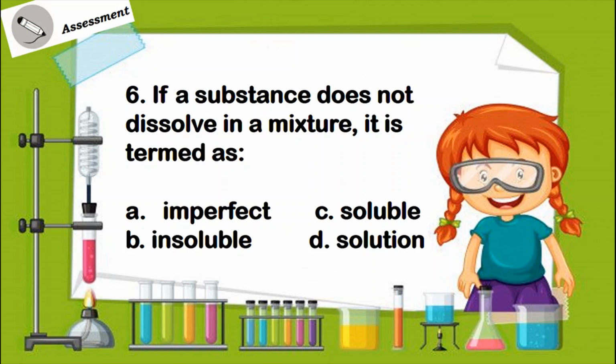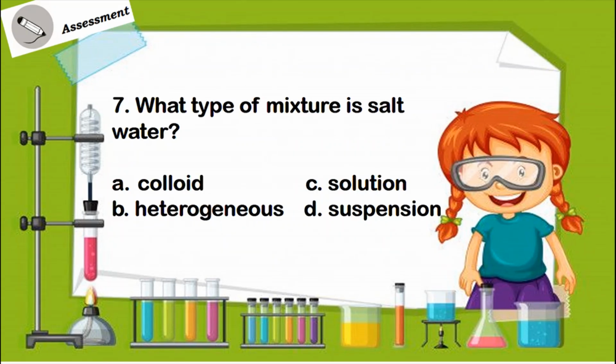Number 6. If a substance does not dissolve in a mixture, it is termed as A. Imperfect, B. Insoluble, C. Soluble, D. Solution. Dili siya ma-dissolve sa mixture. So, ganito siya. Kung dili gani ma-dissolve sa mixture, di siya matunaw, gitawag na siya og insoluble. Pag matunaw siya, soluble. Pag dili matunaw, kay does not dissolve man daw, insoluble. Okay?